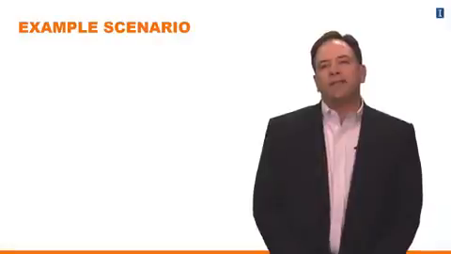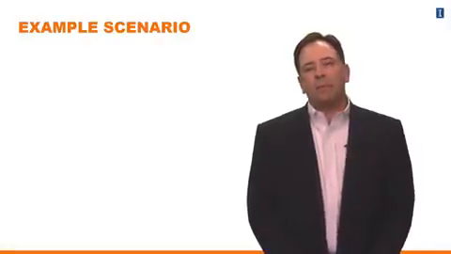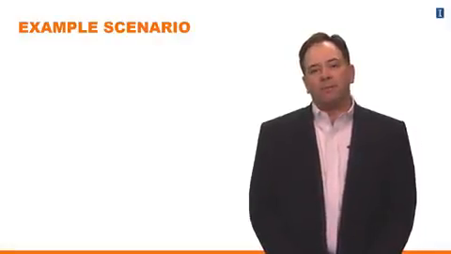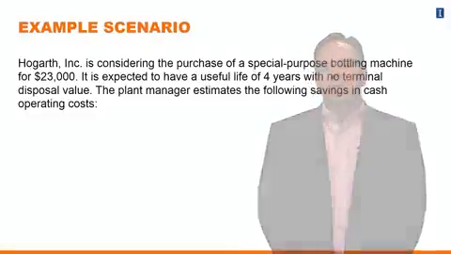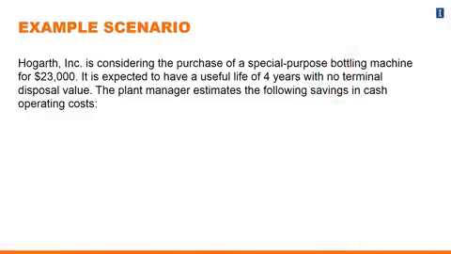So let's turn to an example scenario to talk about capital budgeting more in depth. Specifically, we're going to focus on Hogarth Incorporated again. They're considering the purchase of a special purpose bottling machine. $23,000 is the amount of the purchase. It is expected to have a useful life of 4 years with no terminal disposal value. What that means is that at the end of its useful life, it's not worth anything to us.